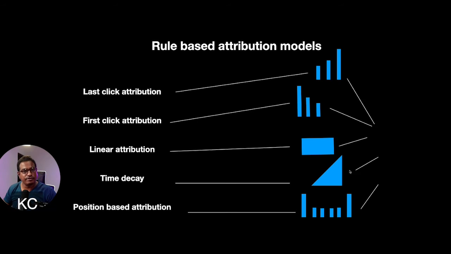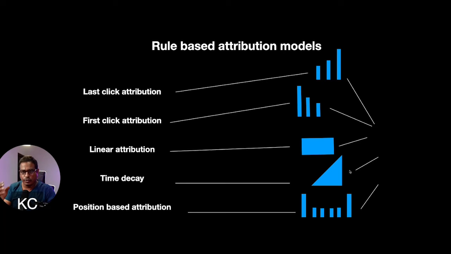Then you have position-based attribution. Position-based attribution gives 40% credit to the first and last clicked events, while the remaining 20% gets evenly distributed for all the clicks that happen in between. So based upon these, you need to understand how each attribution model would give you different insights, and you can use this information to make further decisions.